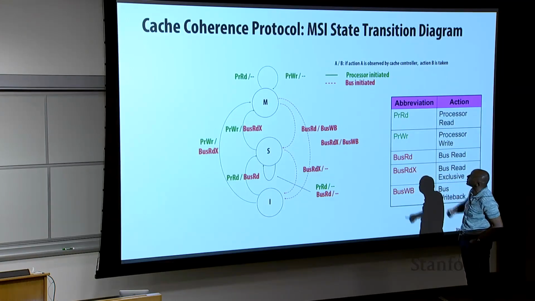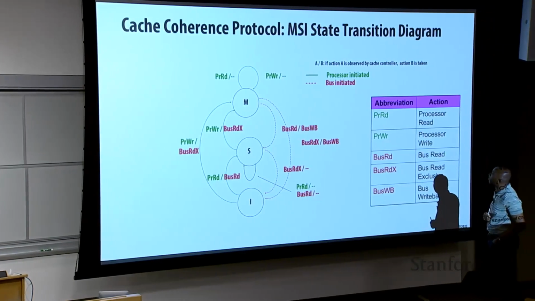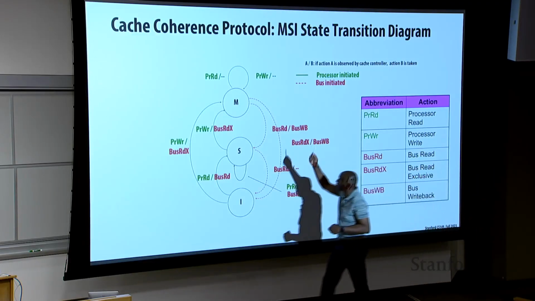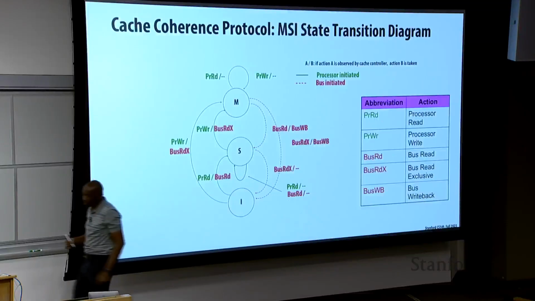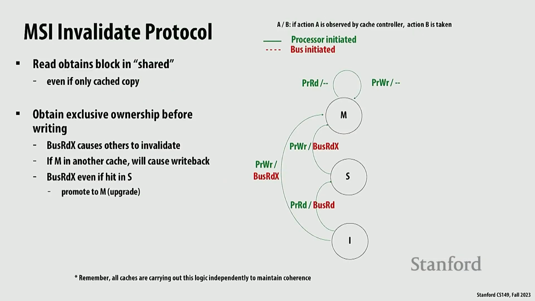And so the A is the initiating action, and then the B is the resulting behavior or resulting action taken by the cache controller. And the way to look at it is that the green labeled actions are initiated by the processor, and the red are initiated by the bus. Okay, so let's look at this transition diagram in more detail and dissect all of the different transitions.